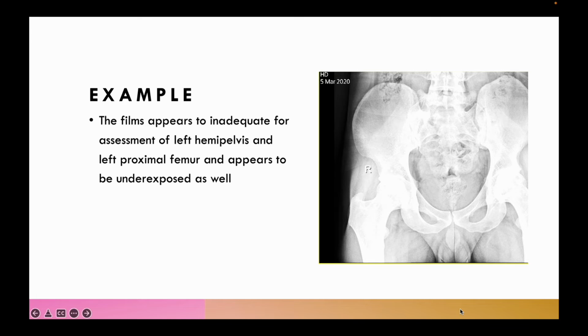And in this example, when we comment upon the adequacy, then the film appears to be inadequate for assessment of left hemipelvis because it has been cut out in the film. And also the film appears to be underexposed because it appears more white, and it is difficult to comment upon the hip joint and the SI joint and most parts of the pelvis that has been visualized in the radiograph.